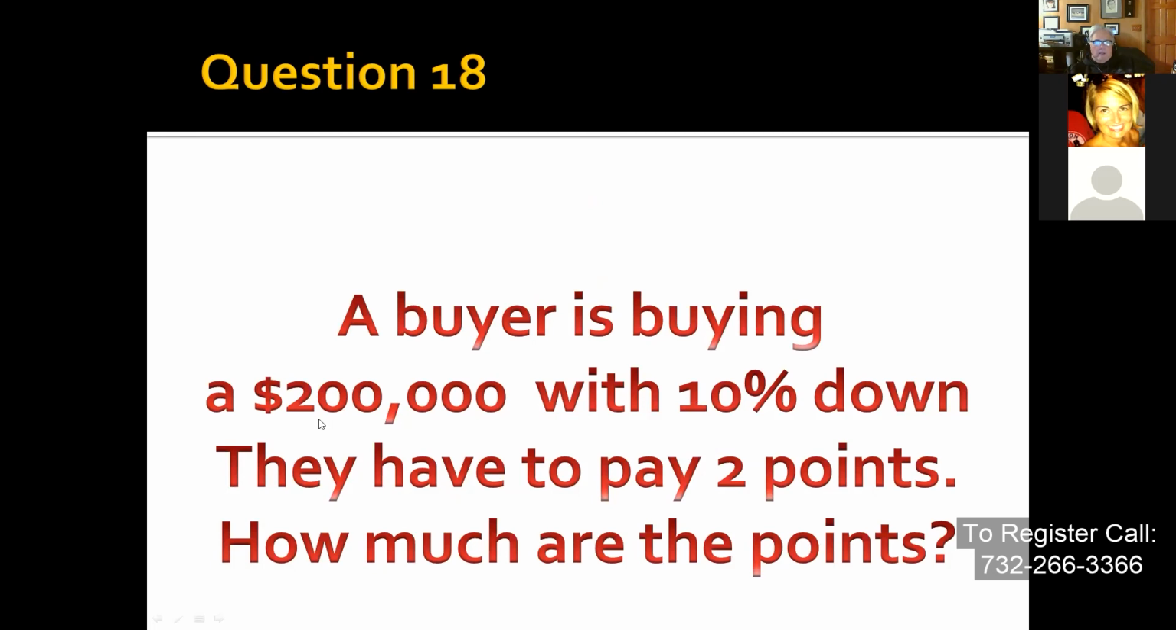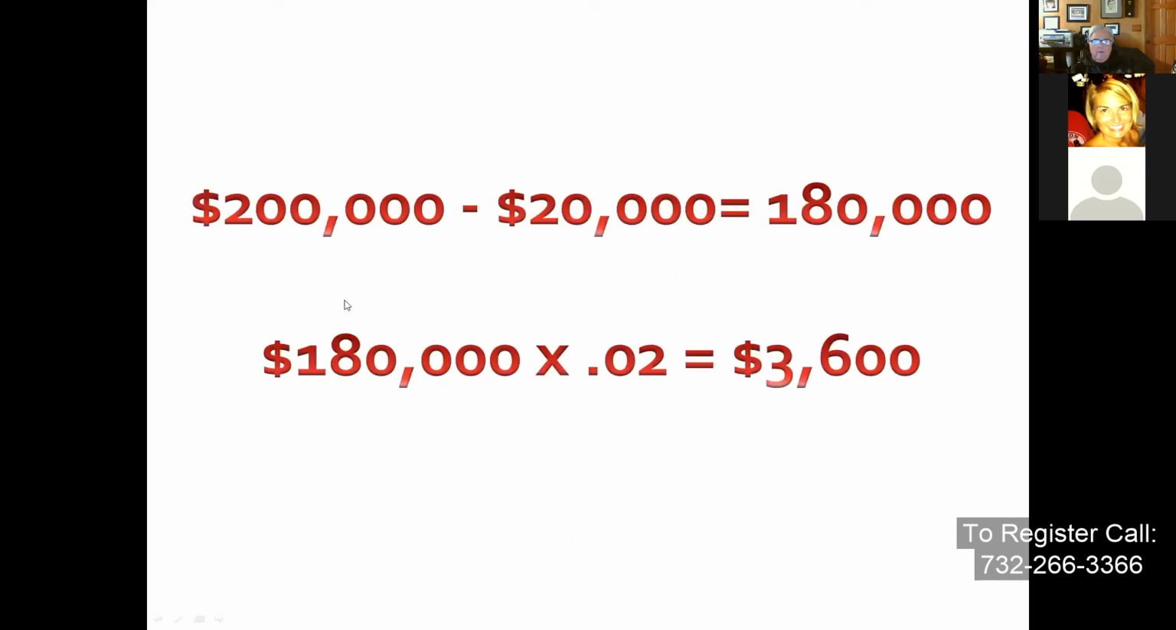A buyer is buying a $200,000 house with 10% down. They have to pay 2 points. How much are the points? The trick here is points are based on the loan amount. So if the house is $200,000 and the buyer's putting 10% down, how much are they borrowing? They're borrowing $180,000, and points are based on the loan amount. So $180,000 is the loan amount times 2%. The points are going to be $3,600.